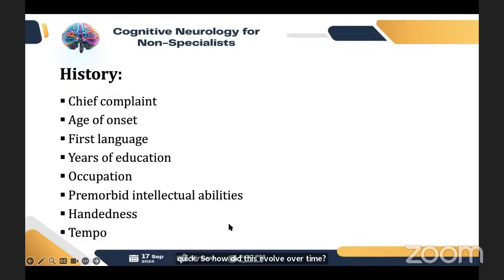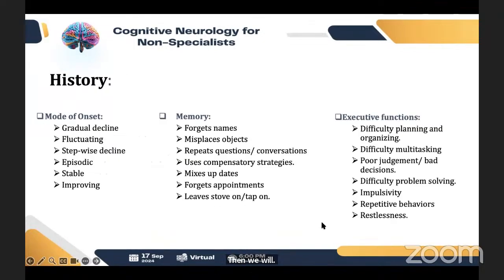Then we will go through some more questions. So you need to ask about, as we said, mode of onset, memory. In the cognitive domain of memory, you ask about whether the person forgets names, misplaces objects, repeats questions and conversations, uses compensatory strategies. So someone who has always been sharp, has always been able to remember everything, suddenly is using notes and suddenly is using alarms.